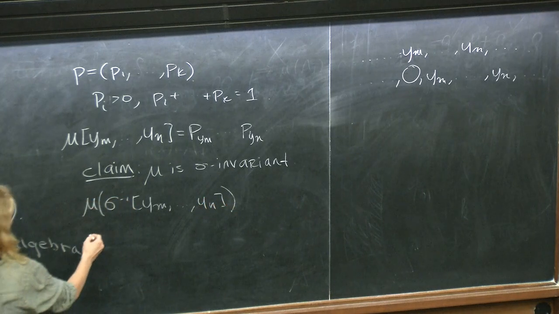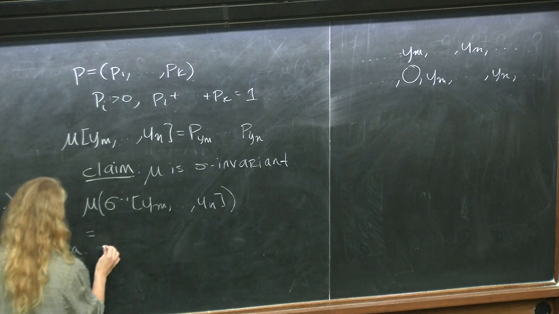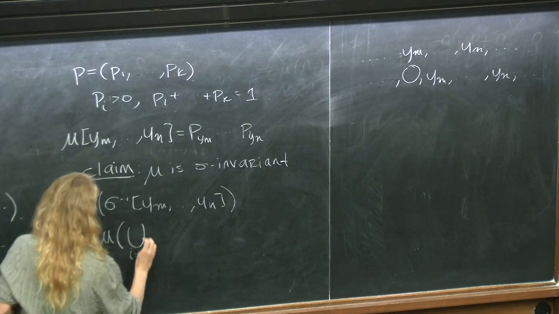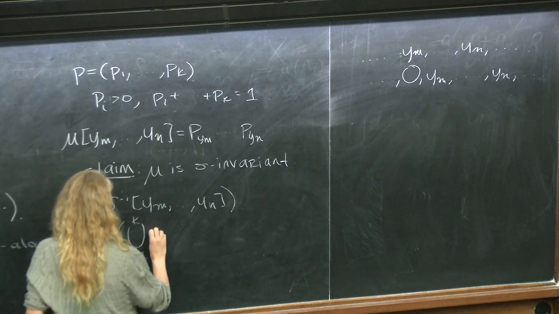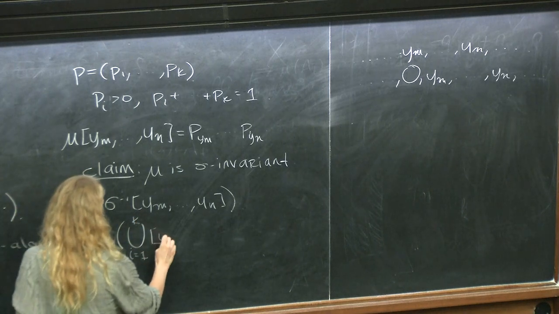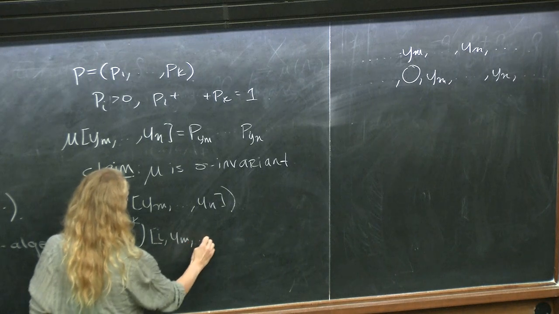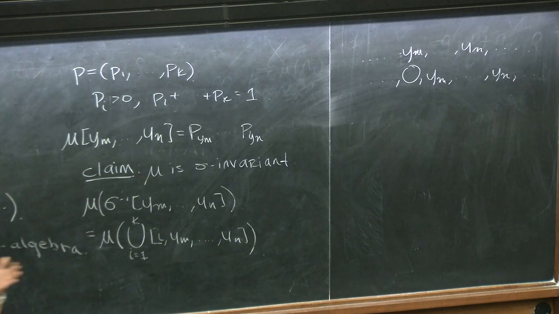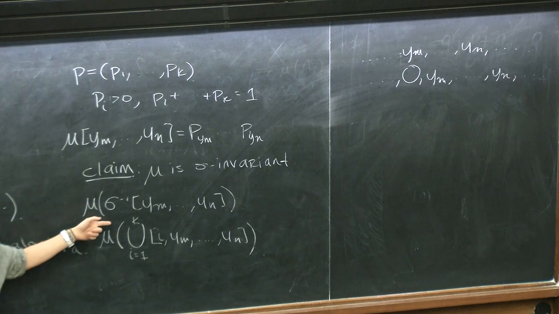So this inverse image is sigma as mu of the union from i goes from 1 to k of now the new cylinder sets i, ym, yn. So I have full freedom. Once I shift it over, I can have anything there. All of those sets are in the preimage of this cylinder set. Okay.